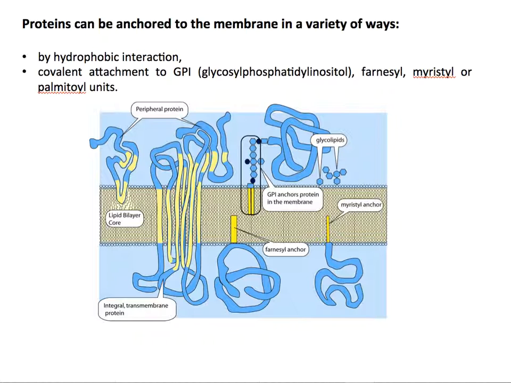In this figure, you'll see that these two proteins are peripheral proteins, whereas this is an integral. So is this one, and that one. This is a GPI anchored protein, farnesyl anchored protein, and myristoyl anchored protein. So these are integral, well, this one, and this is a peripheral, and so is that one.